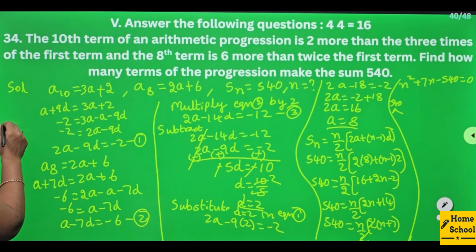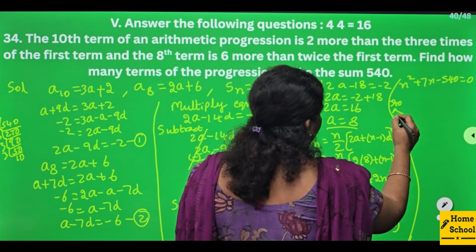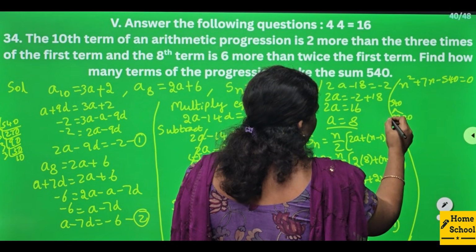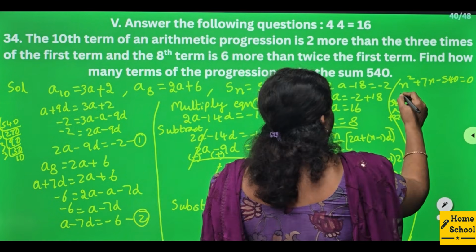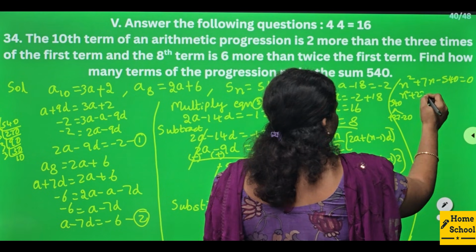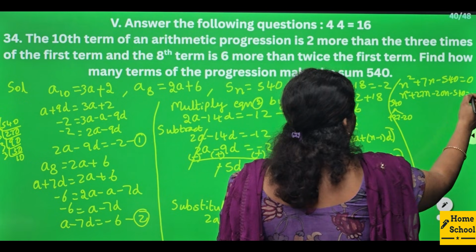Let's do LCM here. 540, 2 2s are 4, 2 7s are 3 9s are 3 30s are 3 10s are. Okay, so here 27 20s are. 27 20s are, plus 27 minus 20 are going to get plus 7. n square plus 27n minus 20n minus 540 equal to 0.